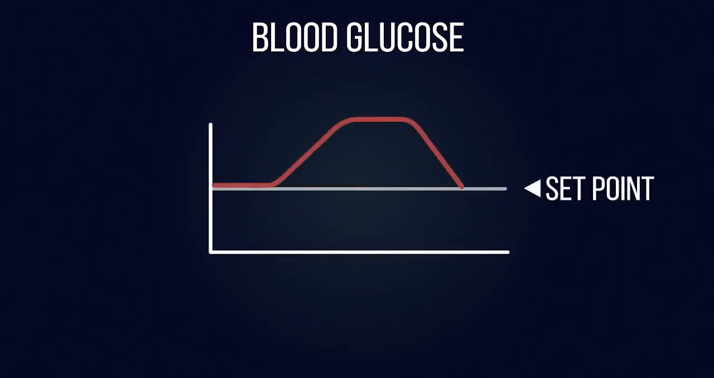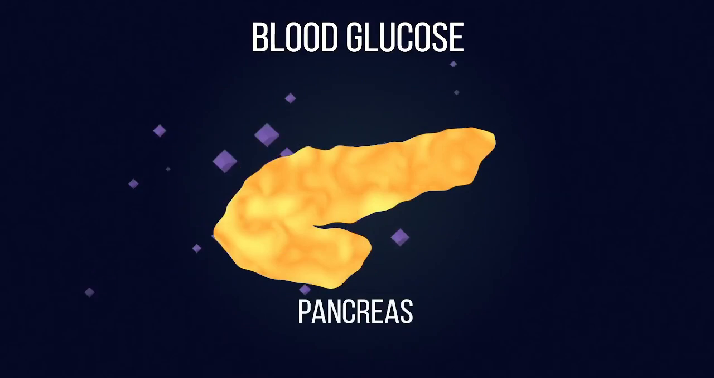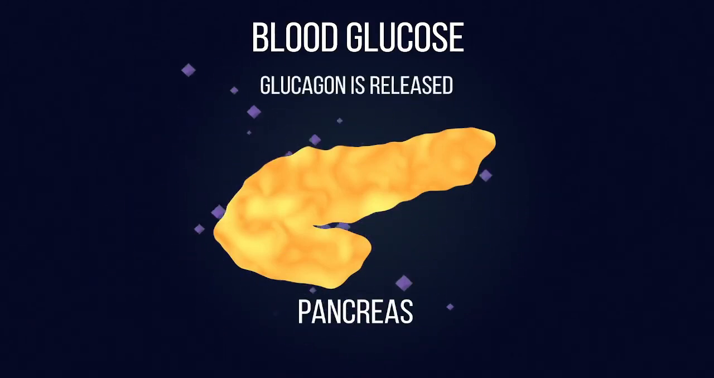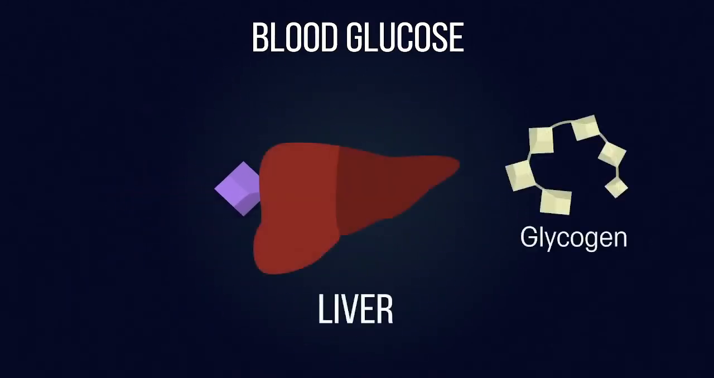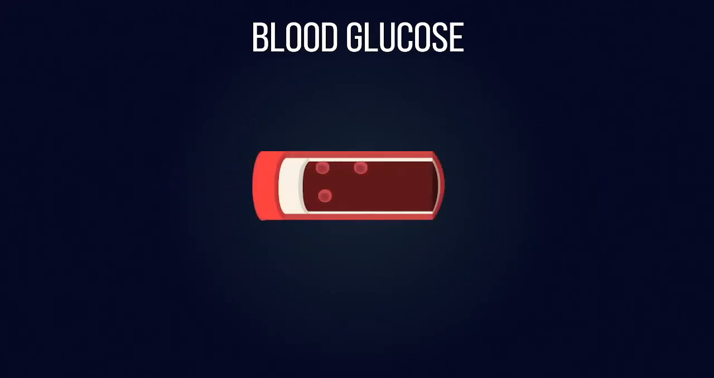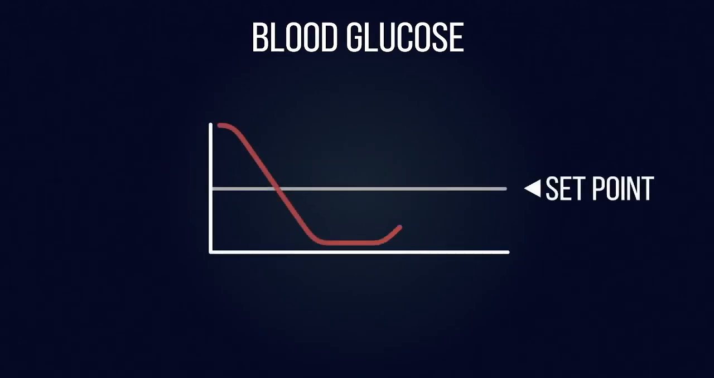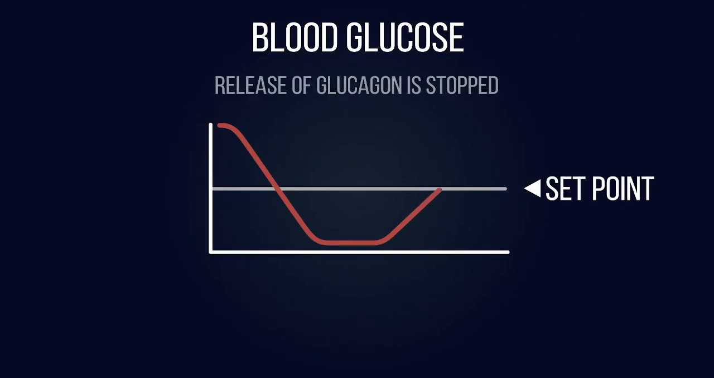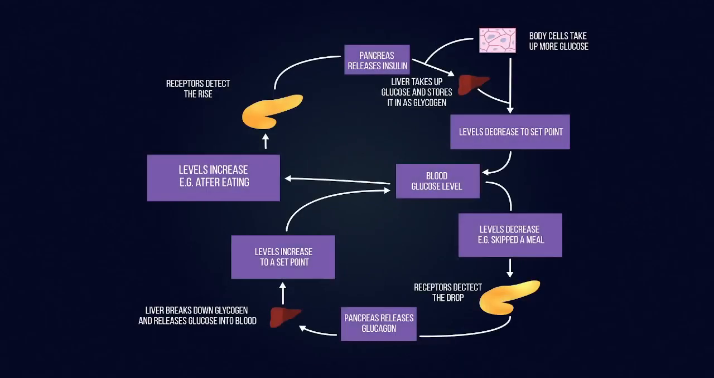If the blood glucose level then falls too low, this is detected by different receptor cells in the pancreas, but now a different hormone called glucagon is released. Glucagon stimulates the liver to change glycogen back to glucose, which can then be released into the bloodstream. Blood glucose levels increase again. This change is recognized by receptor cells, and if the blood glucose levels reach the desired set point, the release of glucagon is stopped. Negative feedback is a continuous balancing act.